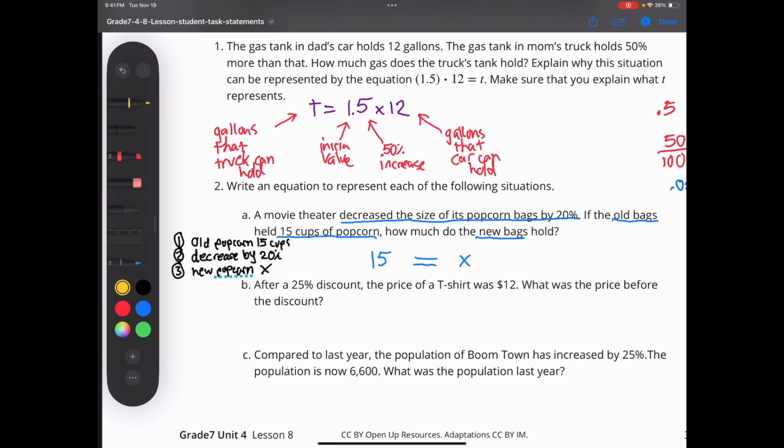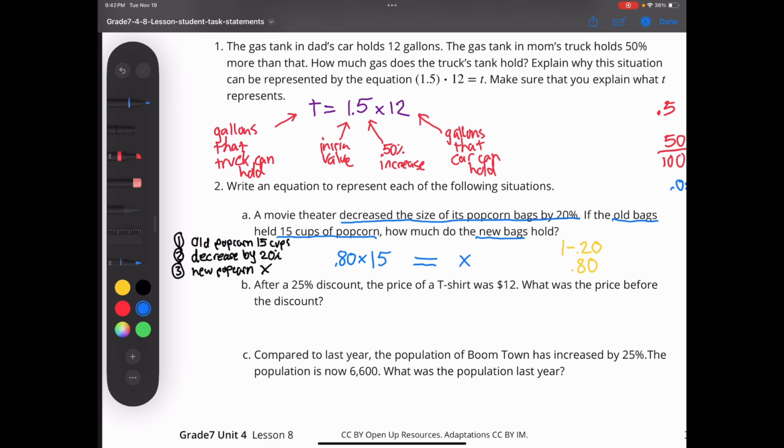So just like the depreciation we saw, a depreciation was 1 minus that 20%. 1 minus 0.20, which is 0.80. So if you multiply the 15 by 0.80, that is decreasing 15 by 20%. And that's our equation.